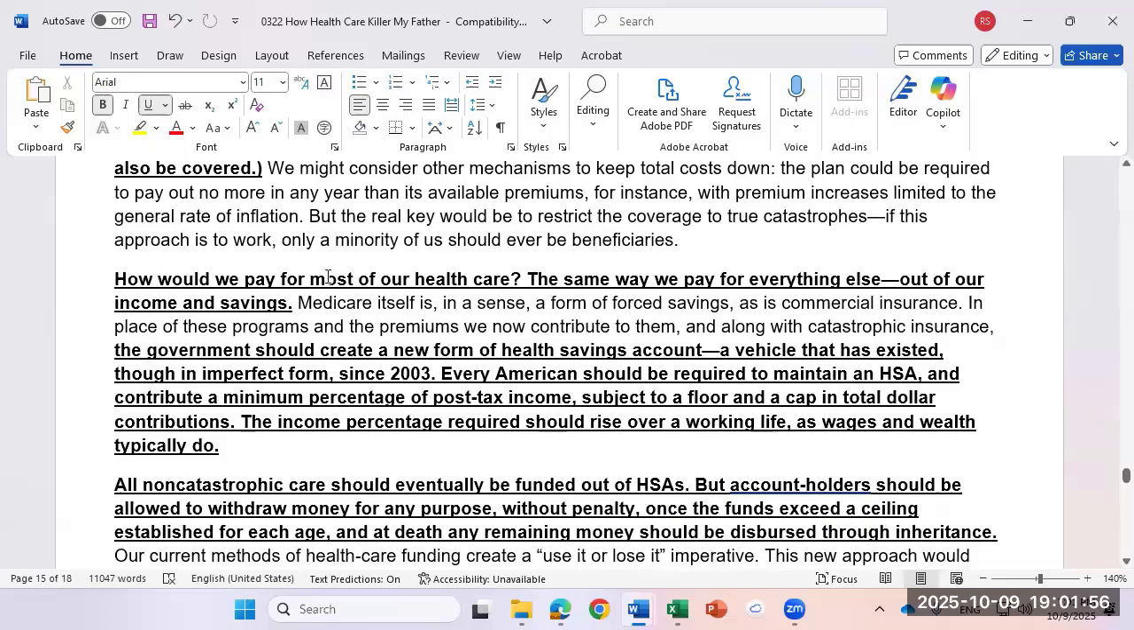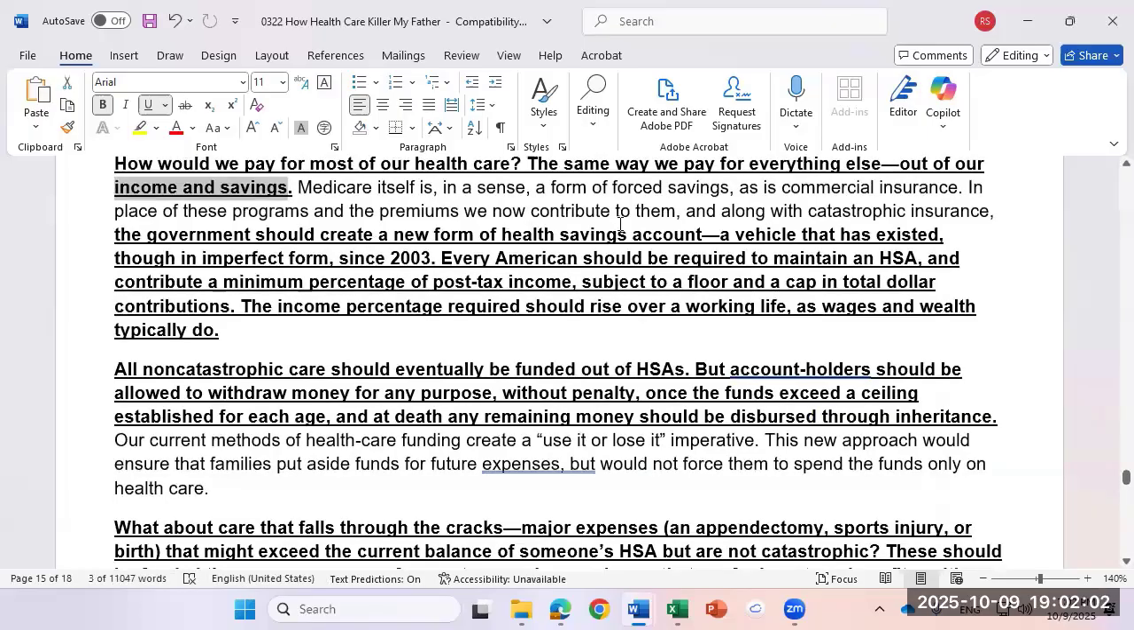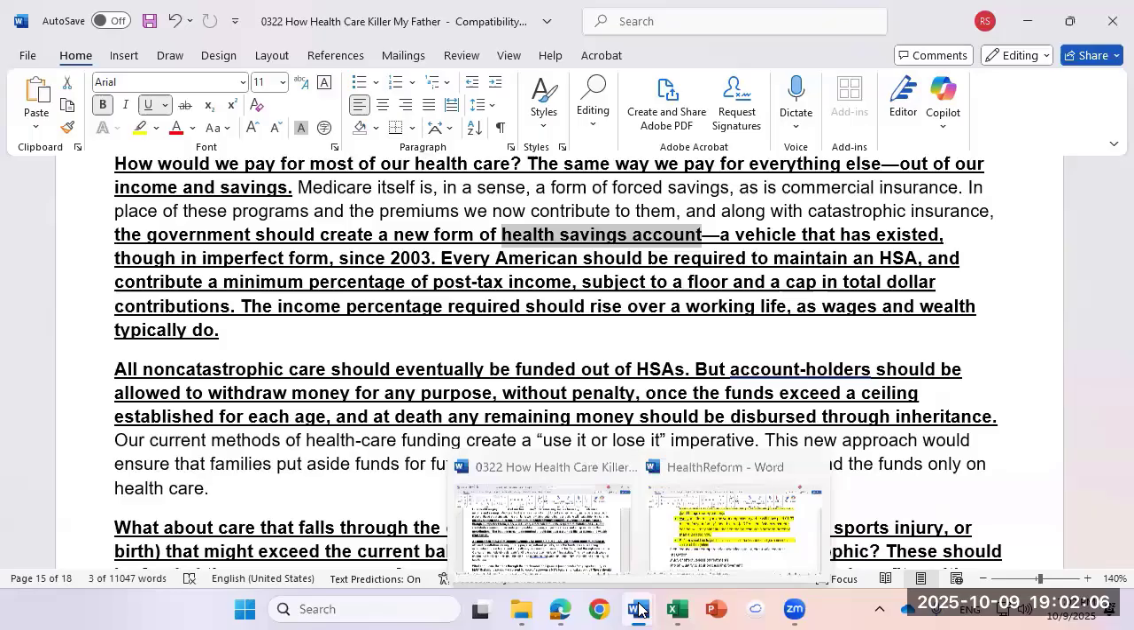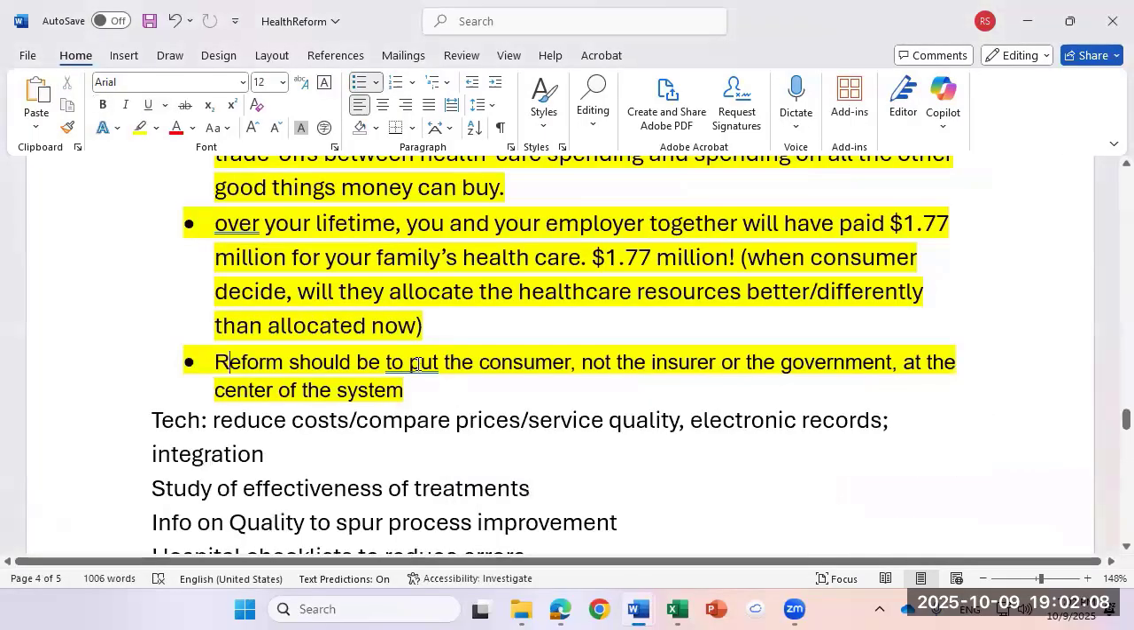How should we pay for most of our healthcare? The same way we pay for everything else: out of income and savings. The government should create a new form of health savings account. Yeah, the health savings account is a big part of that first thing. We'll talk more about that.